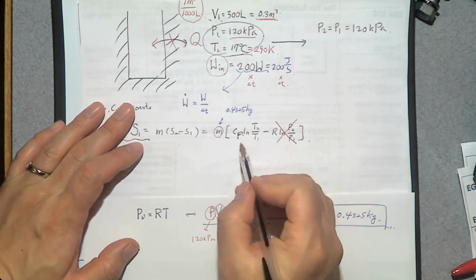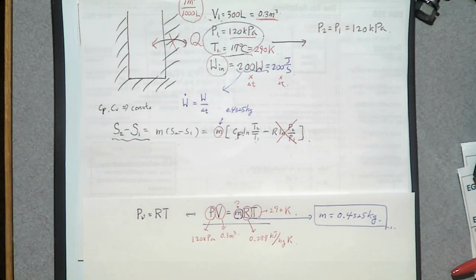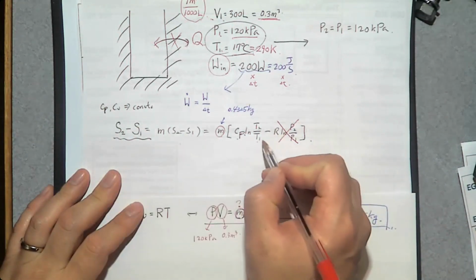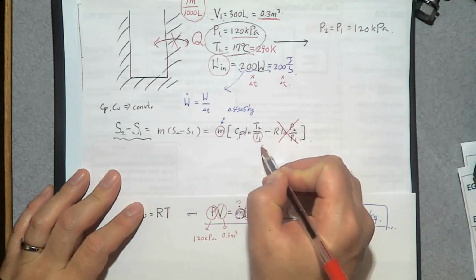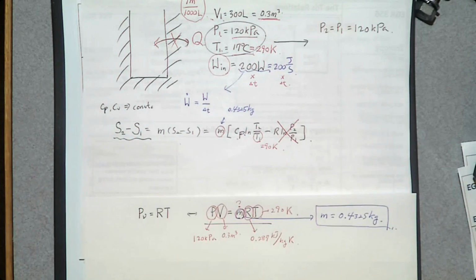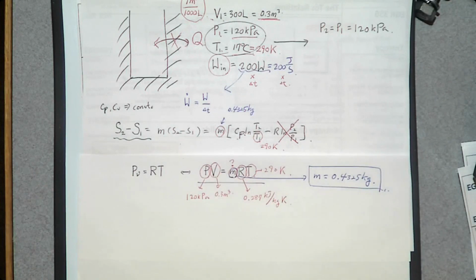We just need to know Cp and T2, T1. We know T1, that is 290, but we have no idea about T2. So we need to determine T2 before we solve this problem. By the way, T1 is 290 Kelvin. In this entropy equation, you don't use Celsius. You have to use Kelvin, okay? Then let's determine T2. How can you determine the final temperature of the system?